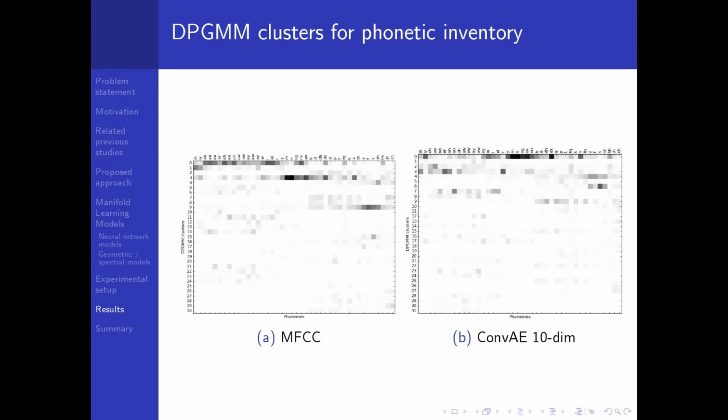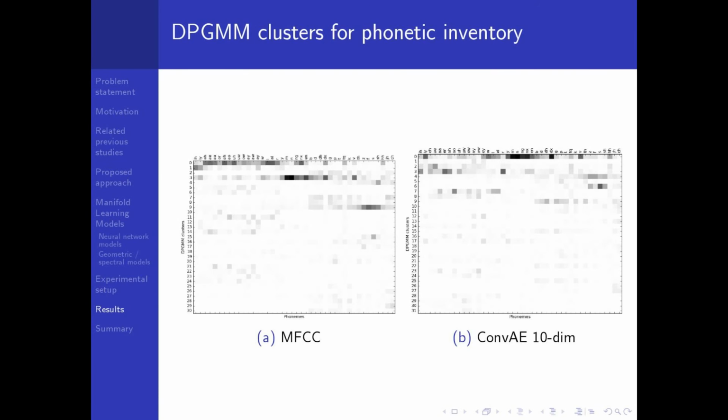Here we have on the x-axis the phoneme classes, and on the y-axis we have the clusters obtained using DPGMM. We can see that MFCCs do not cluster well across different manner of articulation, whereas convolutional autoencoders are able to form small clusters which correspond and cluster based on the manner of articulation classes.